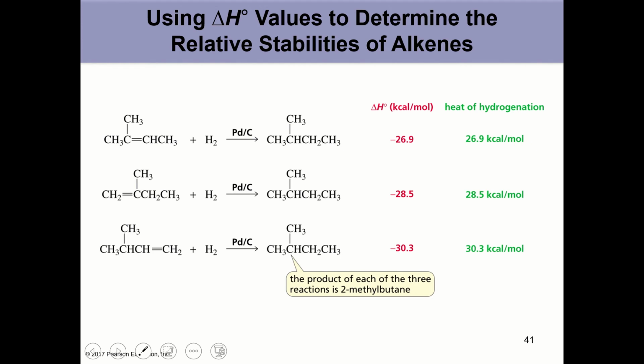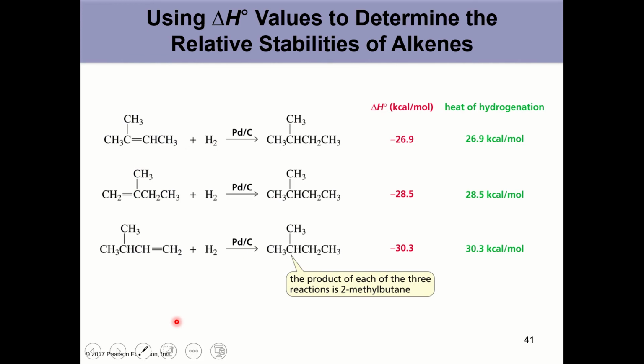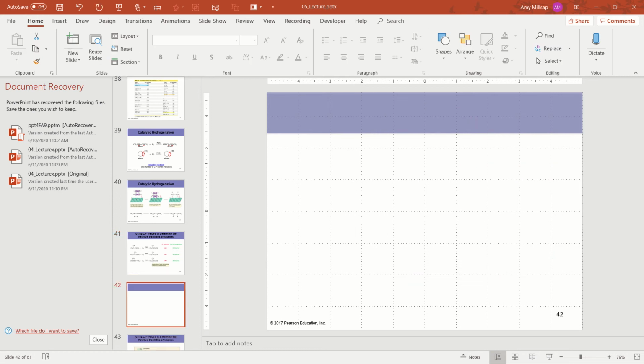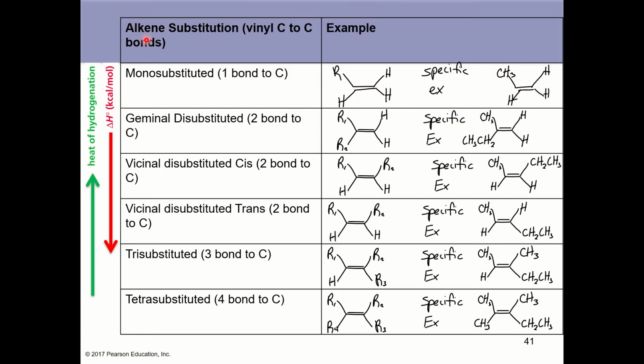We can use enthalpy values to determine the relative stabilities of alkenes. And this is where I like to go in and define the different types of alkenes that we are going to see. So let me get out of this so that I can give you a list. So I'll make the list and then I'll come back on the video. Okay, so here's our table of the different types of substituted alkenes.